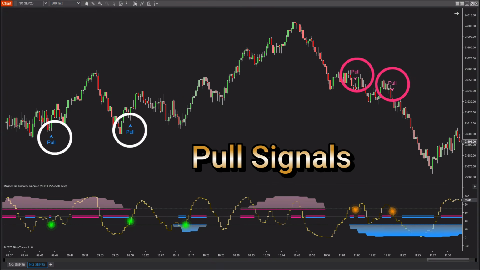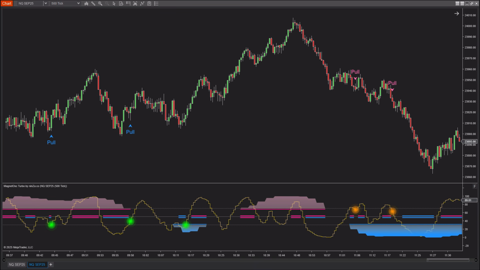Next, we have the second type of signal, the pull signal. While the push signal is based on the principle that like poles repel each other, the pull signal follows the opposite rule. Opposite poles attract. In simple terms, when momentum on the higher time frame and the lower time frame are not aligned, but instead move in opposite states, they create an attractive force, which generates the pull signal. This type of signal helps traders identify moments when the market is more likely to continue in its current direction rather than reverse.